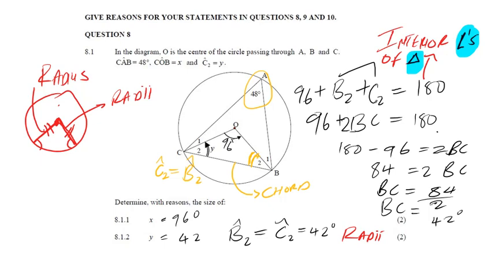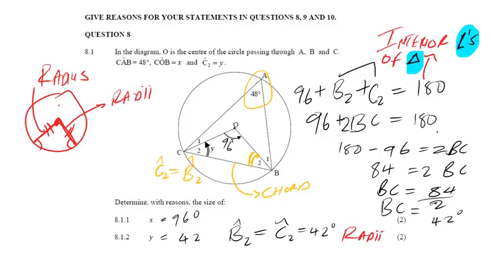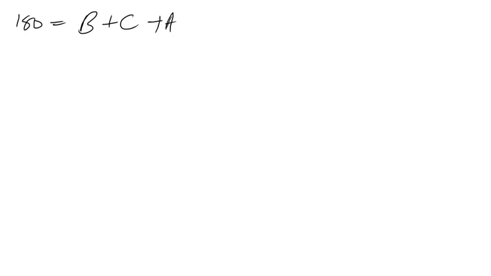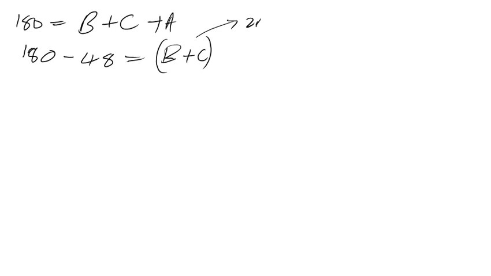So you said 180 is equal to the whole of B plus C plus A. Then 180 minus 48, which is A, gives you B plus C. Since B and C are equal, this B plus C is going to be twice one of them, so we can replace it by 2BC, or you can divide it later. It's up to you how you want to do it.